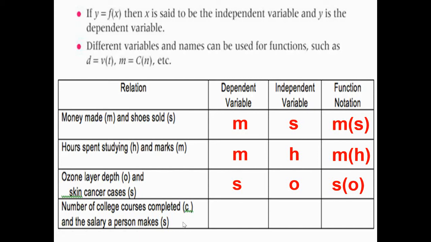Apparently, if you study more and go to college, you get more degrees, you make more money. Let's see. So salary, which is dependent on college courses, and therefore S of C, salary based on input of college courses that you've completed. Okay, that's a little bit just to get us thinking about independent, dependent variables, and also the idea of function notation taking on any letters we want, and the letters can have meaning in the context of the problem, right?